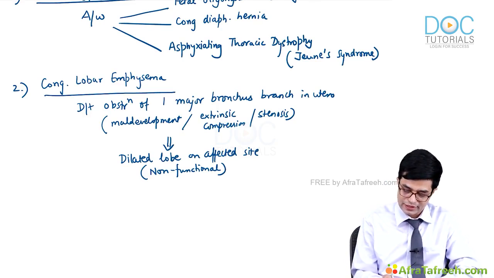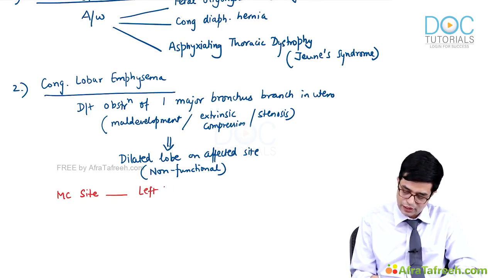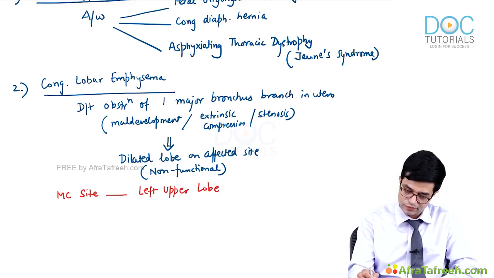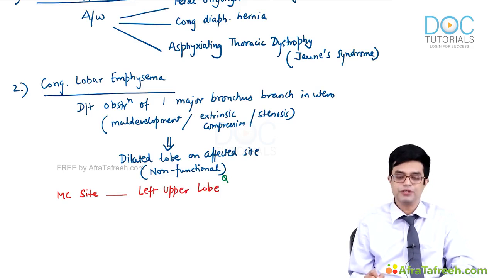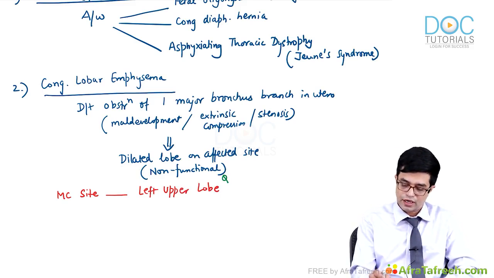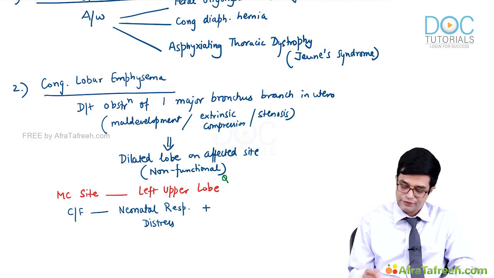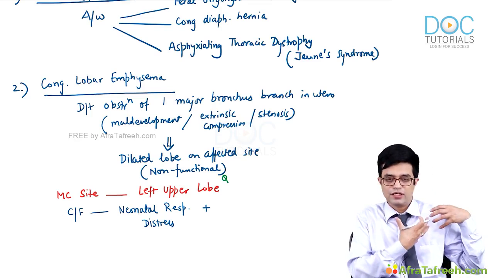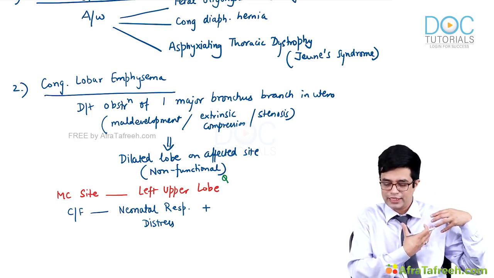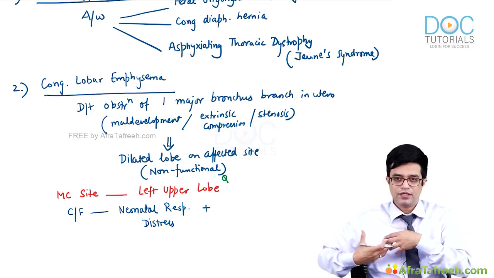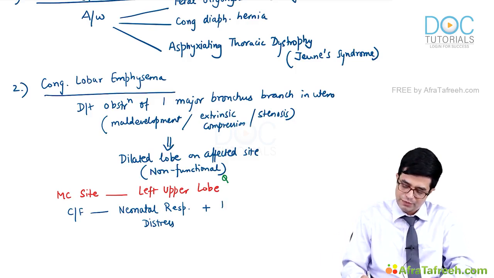What is the most common site of development of congenital lobar emphysema? It is the left upper lobe. Putting it in a different color because this is an MCQ point. Left upper lobe is mostly affected. How do these children manifest? Clinical features: they present with neonatal respiratory distress. So there will be tachypnea, retractions, grunting, cyanosis, and because it is on the left side, the large dilated lung lobe will push the mediastinum, the heart, and the apex beat towards the right side. So there will be mediastinal shift.